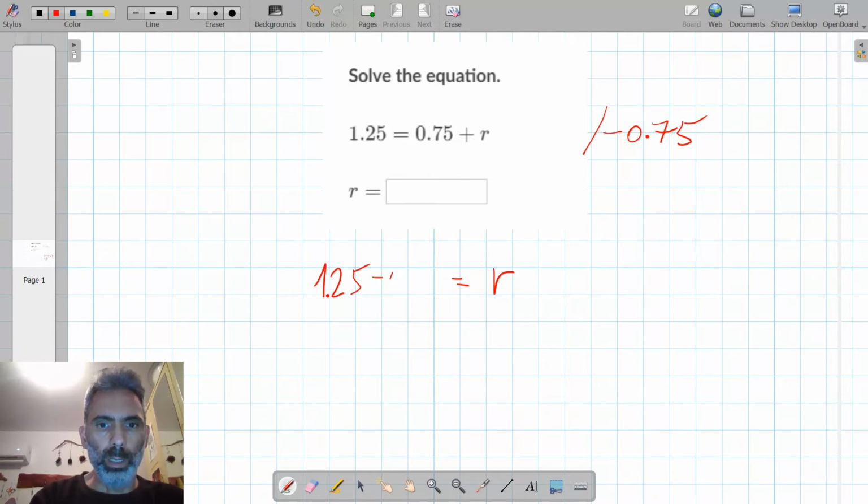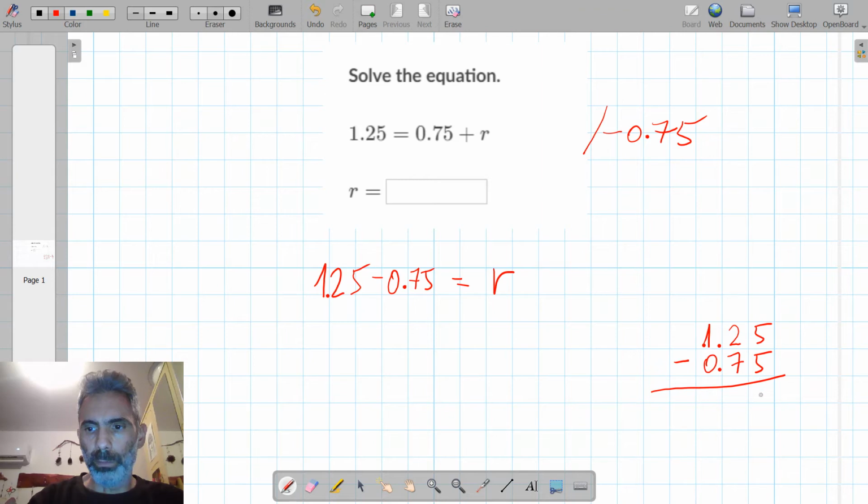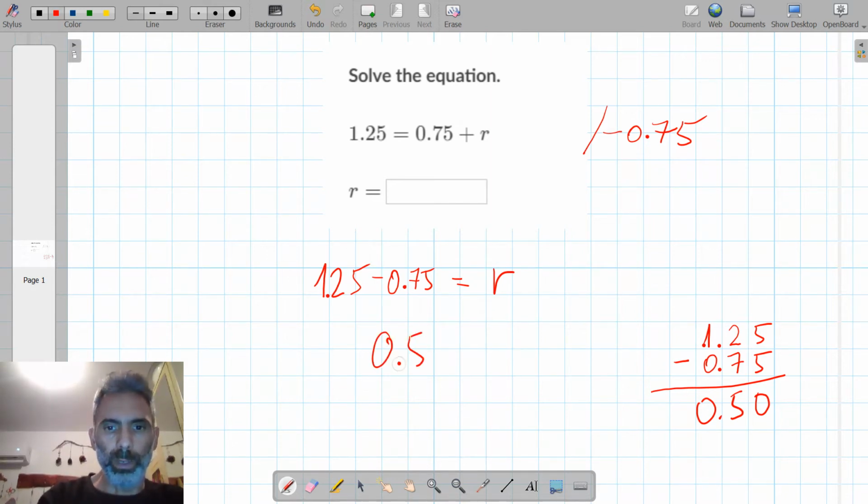1.25 we subtract 0.75. So 1.25 minus 0.75. So 5 minus 5 is 0. 12 minus 7 is 5. So we are left with 0.5. So 0.5 equals r. Okay, so r equals 0.5.